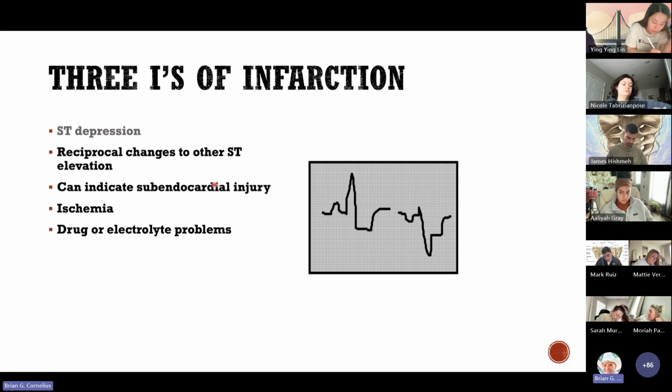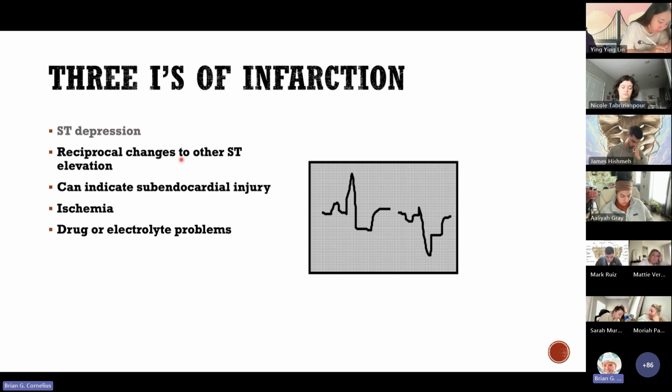All right, and then to the final EKG change, we see ST depression. ST depression may be that reciprocal change that I was just talking about that's reflecting on the other side of the heart. If you don't have ST elevation anywhere, then start thinking that it's probably going to be ischemia or like a subendocardial injury.